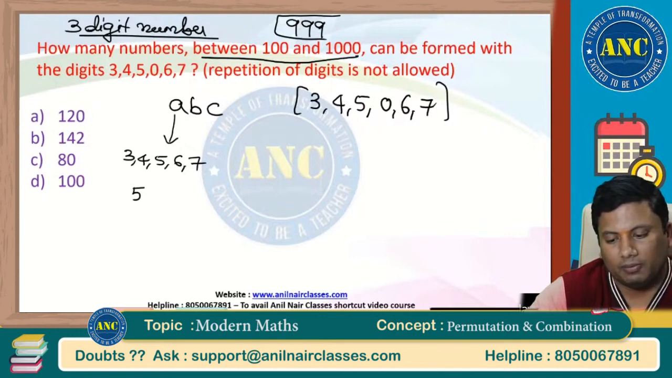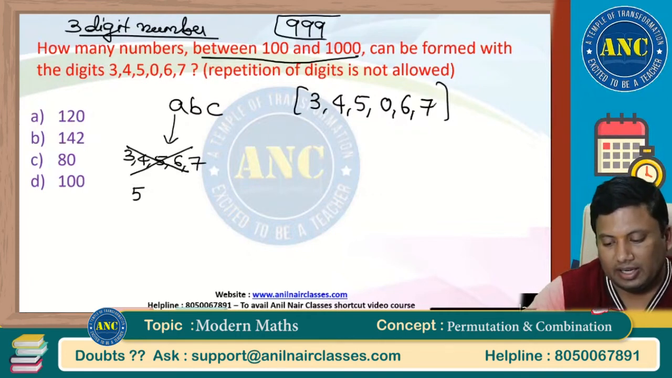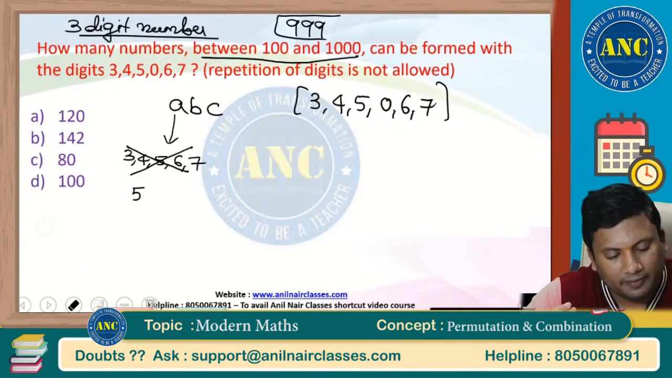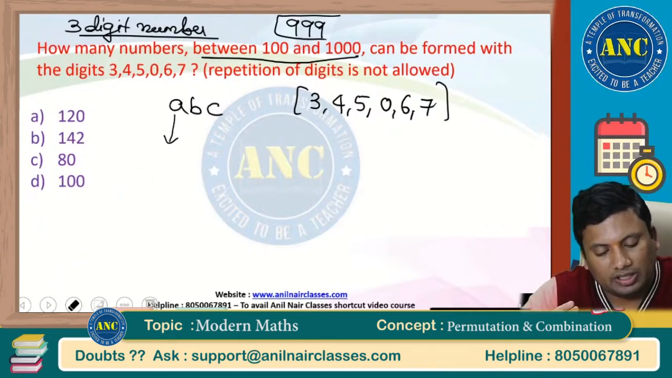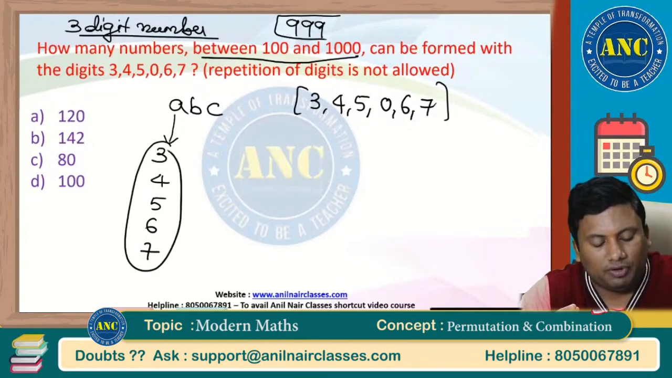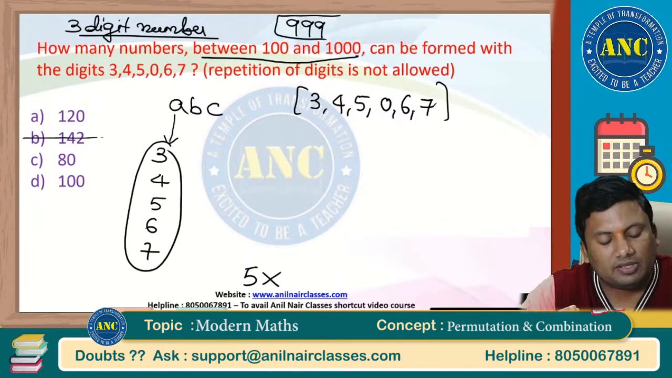Total 5 numbers, 1 minute sir. How many numbers between 100 and 1000? Yes, so between 100 and 1000 means 300, 400, 500 it can come. Sorry, I am mistaken, I was thinking that it is a 4-digit number. So here 3 can come, 4 can come, 5 can come, 6 can come and 7 can come. Total how many cases are there? 5 cases are there.